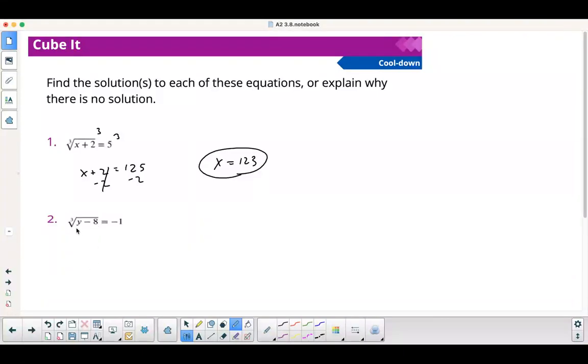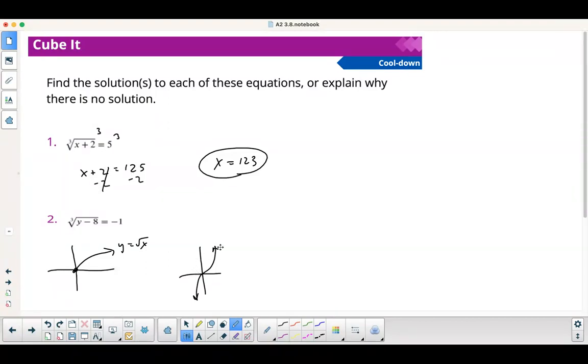If this was a square root by itself equal to a negative, this would be no solution because you can't have a square root equal negative. And again, think about your square root graph. It starts at the origin and goes up. There's no negatives down here. So y equals square root of x can't equal a negative. So that wouldn't work. But a cube root can, because a cube root graph looks like that.